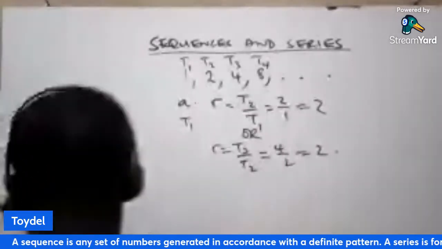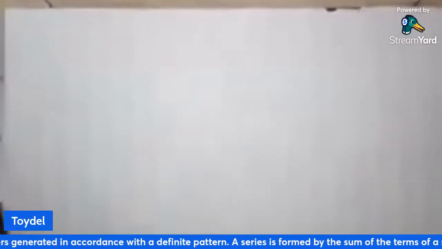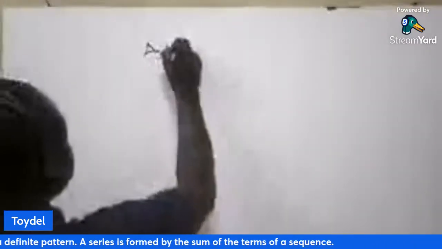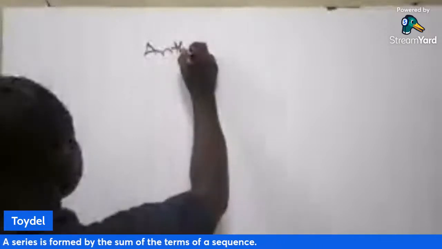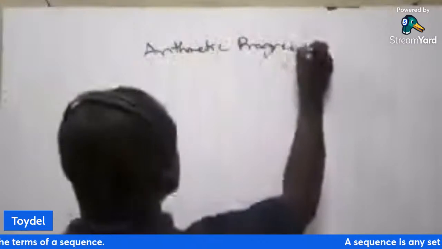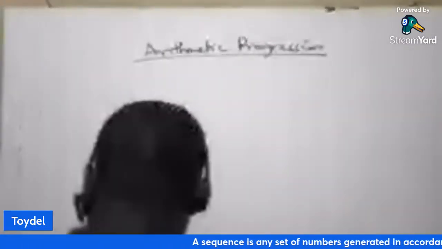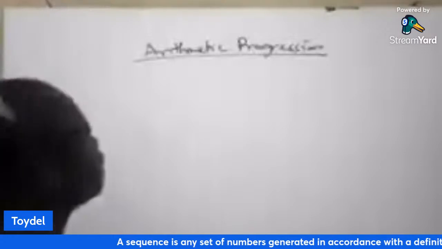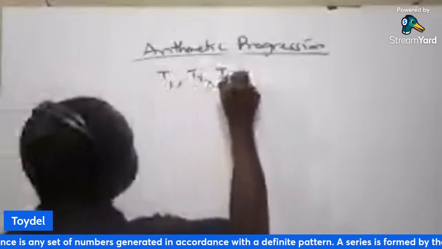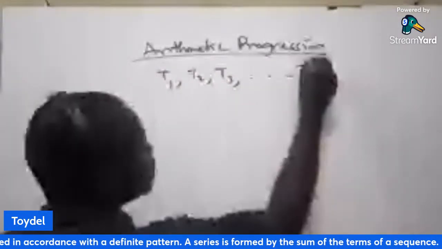So I would love to treat this sequence separately. The first one, arithmetic progression. Arithmetic progression is otherwise known as the common difference. In arithmetic progression, let's say this is T1, T2, T3, dot, dot, dot, up to Tn, the last term. This is Tn.